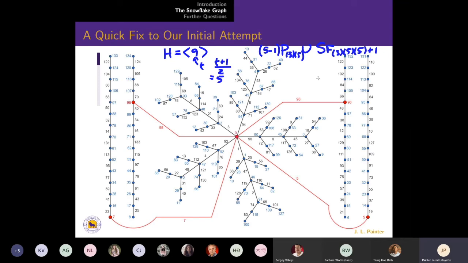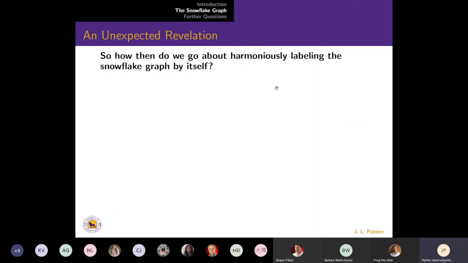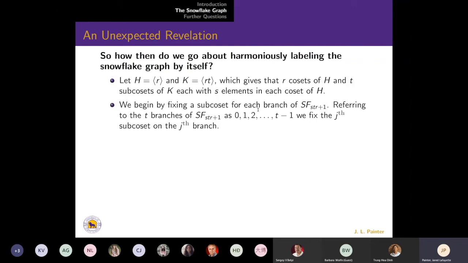So don't spend too much time looking at that. This was just something that they put together. It was a really nice depiction of a sort of complicated example, which is why I wanted to show it. So that didn't really answer our question. We still wanted to know how to harmoniously label the snowflake graph by itself.